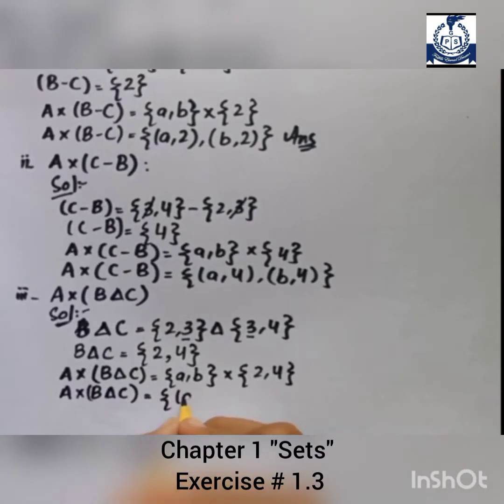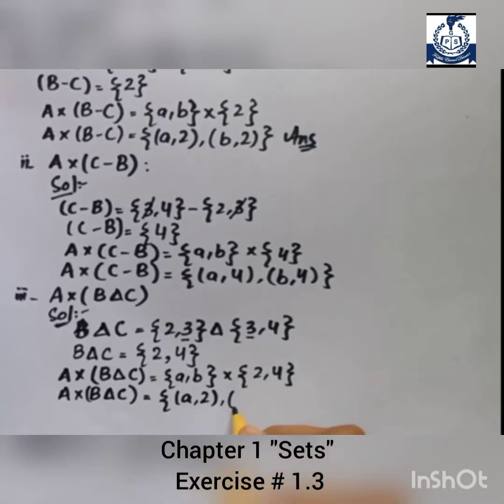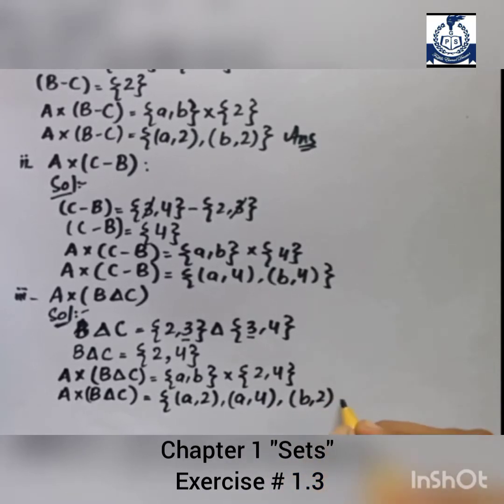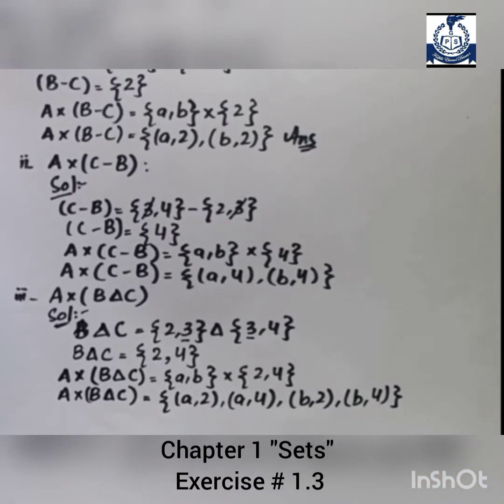So first we take a comma 2, a comma 4. Then b comma 2, b comma 4. This is the answer.